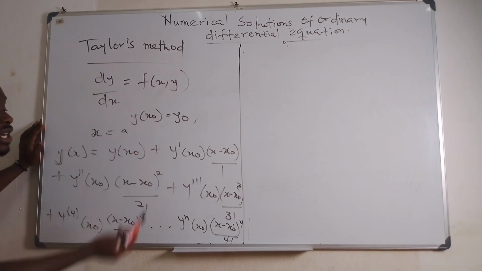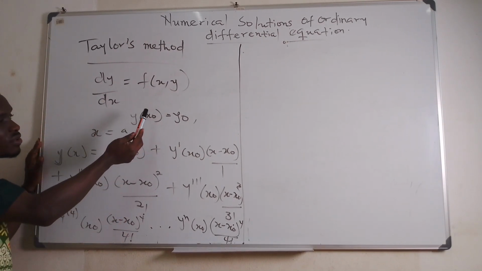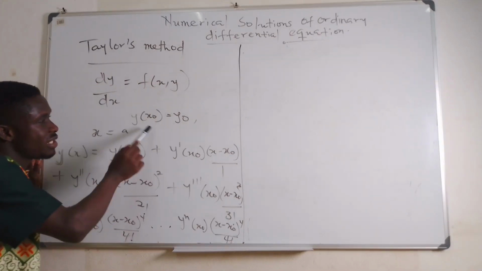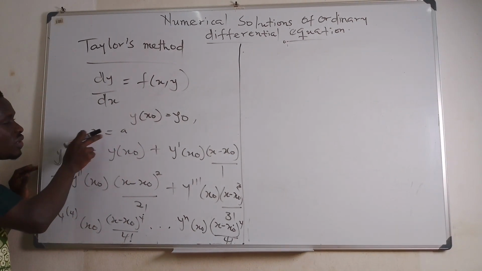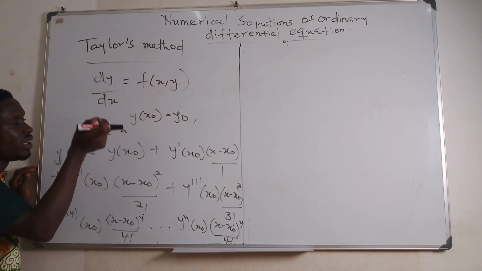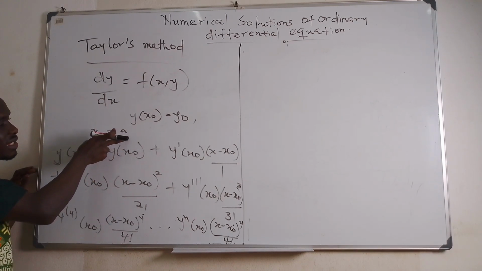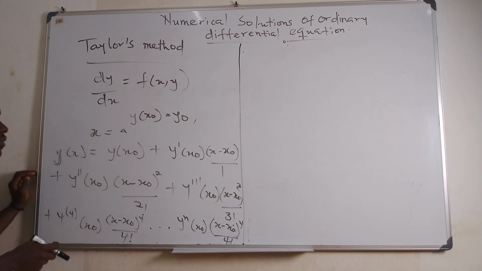Now this is our initial condition: y(x0) = y0. This is our initial condition. And this is the point that we are approximating to. So let's say x equals a. We'll be approximating it at this point.